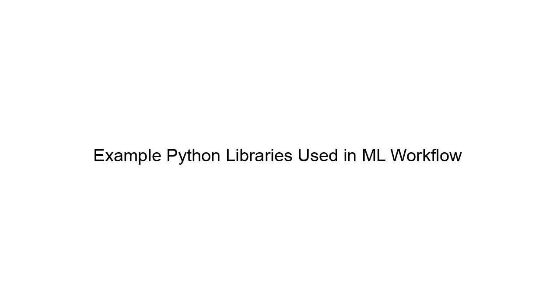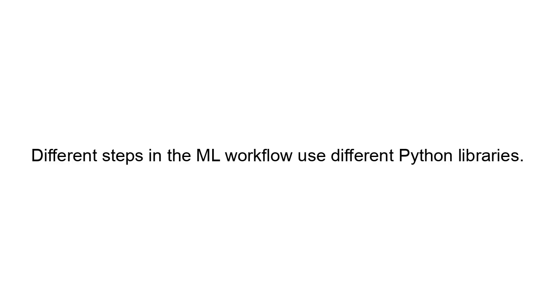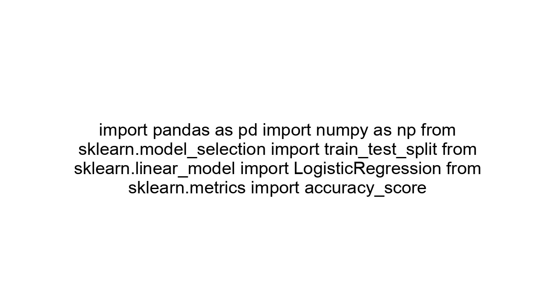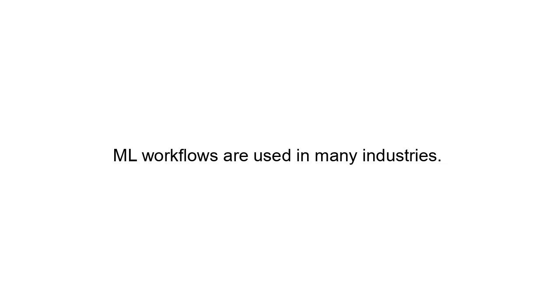Example Python libraries used in ML workflow. Different steps in the ML workflow use different Python libraries. Examples: import pandas as pd, import numpy as np, from sklearn.model_selection import train_test_split, from sklearn.linear_model import LogisticRegression, from sklearn.metrics import accuracy_score. These tools help with data handling, preprocessing, model training, and evaluation.